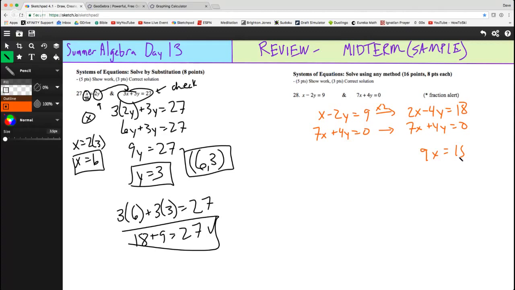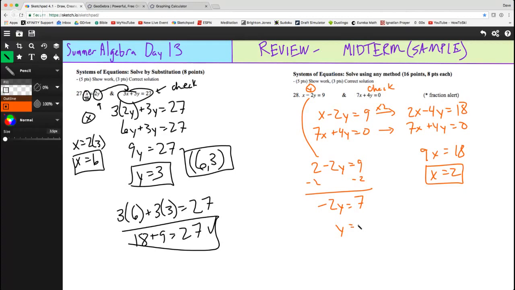Well, if x is 2, I know the other one's got to be a fraction because Mr. Lipscomb told me so. So let's check our answer, and we'll use this one to solve for y. So let's bring our x minus 2y equals 9 down here and substitute our x. You get 2 minus 2y equals 9. Subtract 2 from both sides and get negative 2y equals 7. So y equals negative 7 halves.